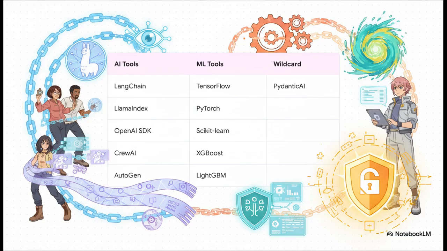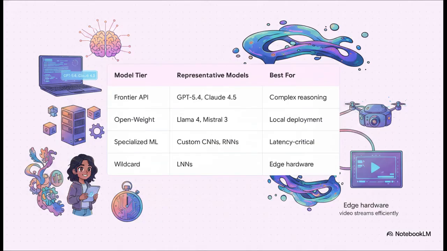Now, if you're an ML engineer, you'll be deep in TensorFlow, PyTorch, Scikit-learn, XGBoost, and LightGBM. You need TensorFlow and PyTorch for large-scale training and prototyping, plus Scikit-learn, XGBoost, and LightGBM for robust, tabular data classification. The game changer across the board? PydanticAI. This is the wildcard framework, enforcing strict, type-safe schema validation, ensuring your agentic outputs are structurally correct before entering your application logic.